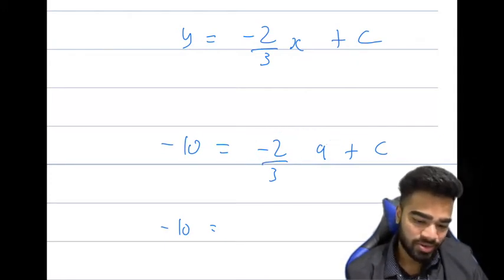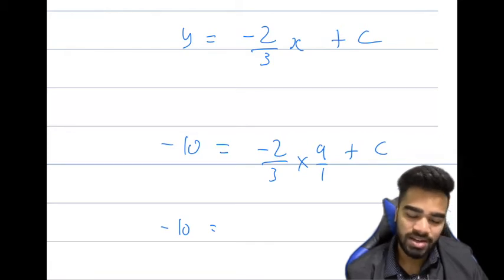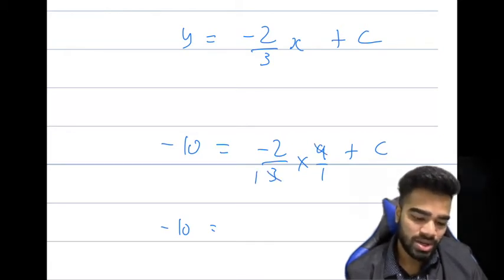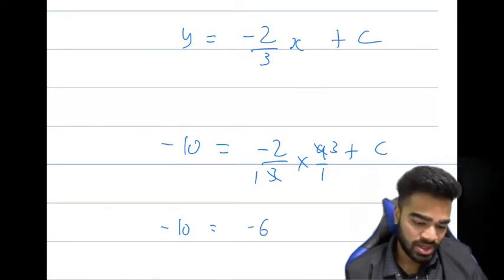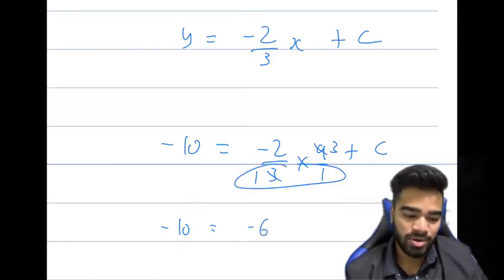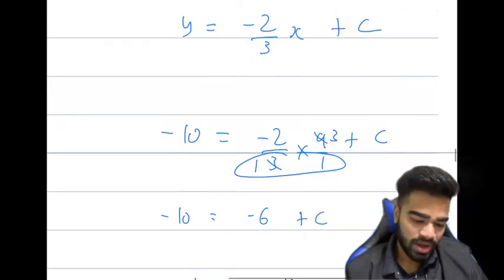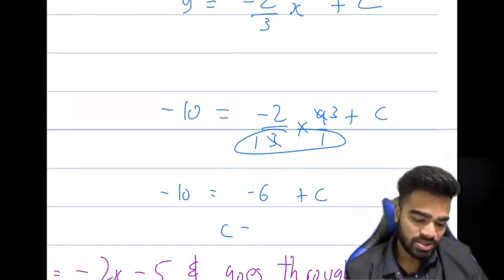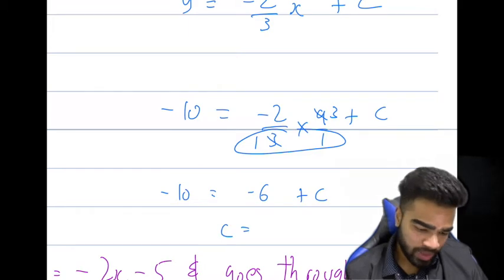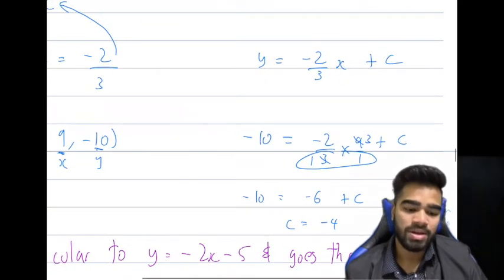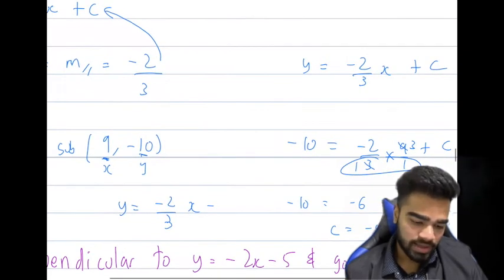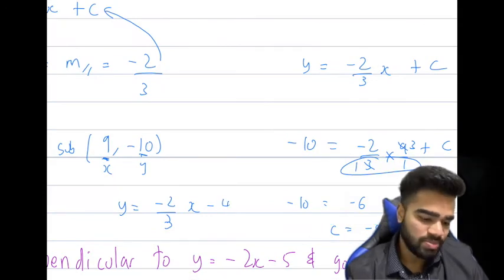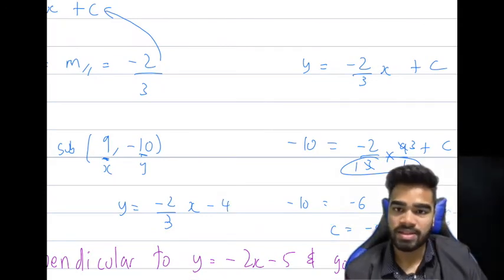or what I like to do, remember, I love cross simplifying. If I have this 9 on 1, 3 goes into 3 once, 3 goes into 9 three times. I can cross simplify. You're left with 3 times -2, which is -6 over 1, which is -6, plus c. Then add 6 to both sides. c is equal to -10 plus 6, which is -4. So if c is -4, your final answer should be y is equal to -2 over 3 x minus 4. That's it. Simple as that.